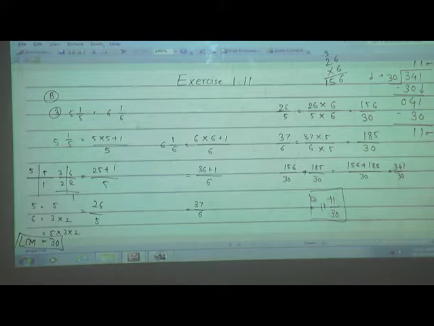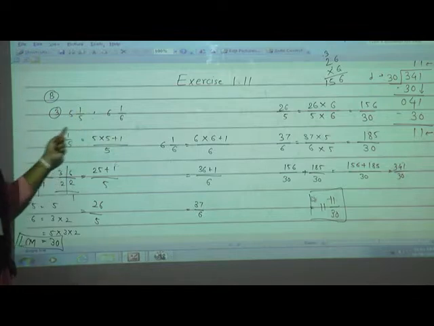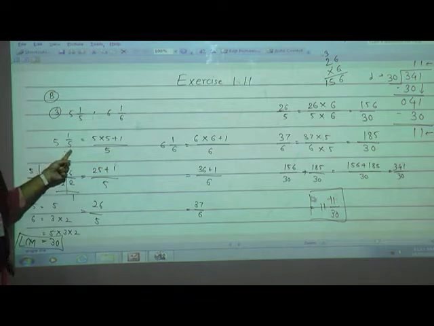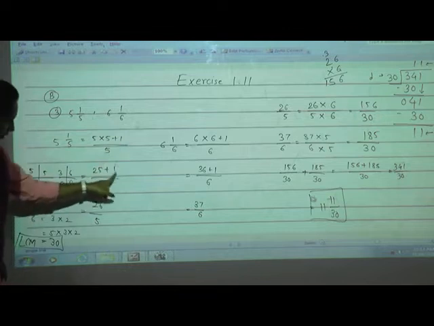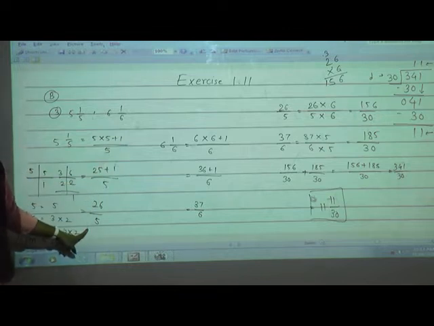See, the first step, they had given mixed fractions. Keep in your mind, whenever they give questions in mixed fractions, you have to convert the answers into mixed fractions only. So it is 5 1 upon 5. So here 5 5s are 25, plus 1, so 25 plus 1 is 26 upon 5.